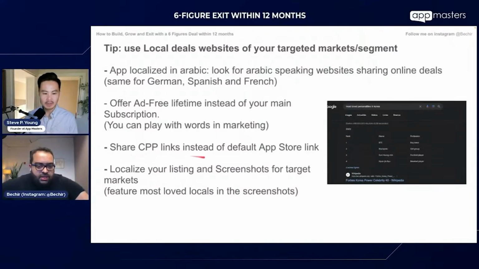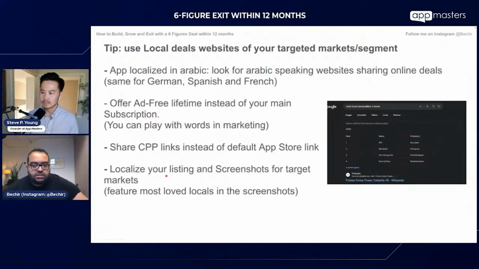Share CPP links instead of default App Store links. So if you are going through forums around the world sharing your app, share the localized CPP. So make it more personalized. CPP is custom product page. You have to invest a bit in graphics. You can hire people from Fiverr. You can do amazing stuff for $50, and they can offer you customizable screenshots in Figma, so you can change them yourself later on.